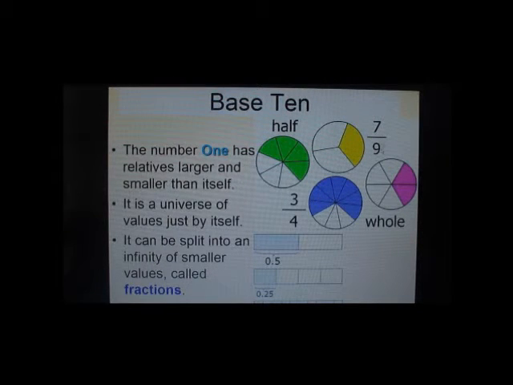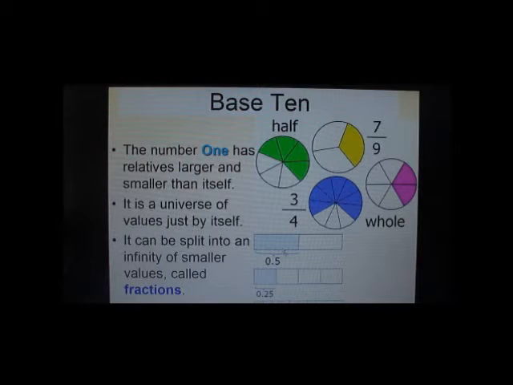This fraction says 7/9. By the way, none of these show 7/9, but this is the fraction 7/9. What does it mean? It means that the whole, one whole, is broken into 9 pieces, and only 7 of them are there. 3/4 is a simple one. In fact, this shows fourths down here, but 3/4 means that the whole is broken into 4 pieces, and you have 3 of them, 3 out of 4.